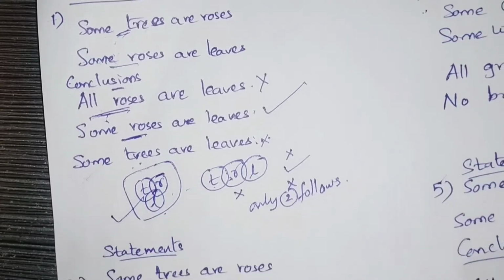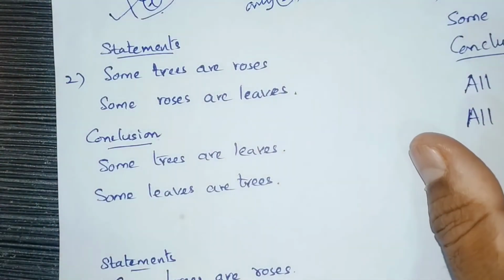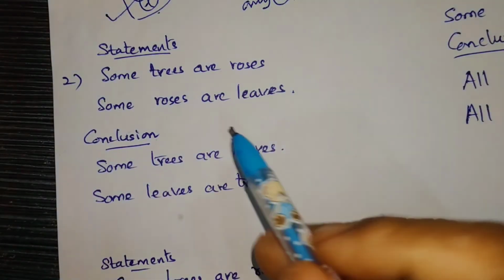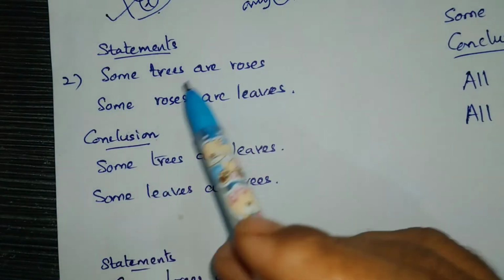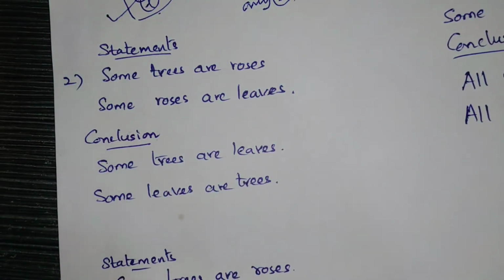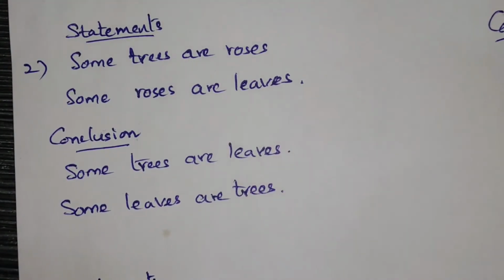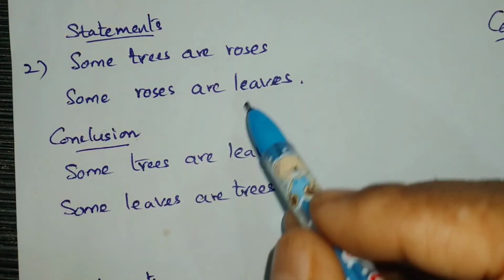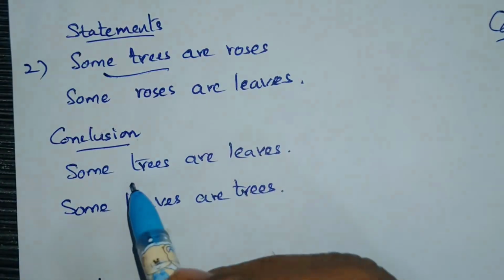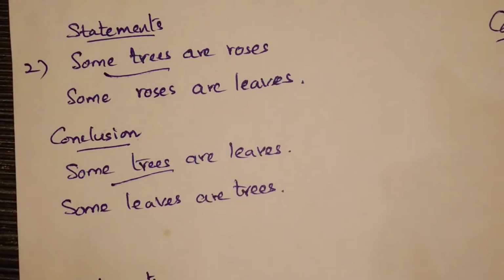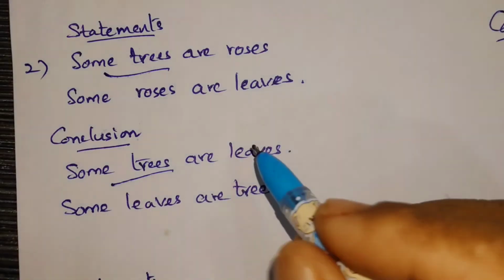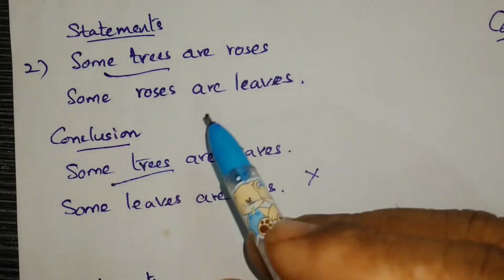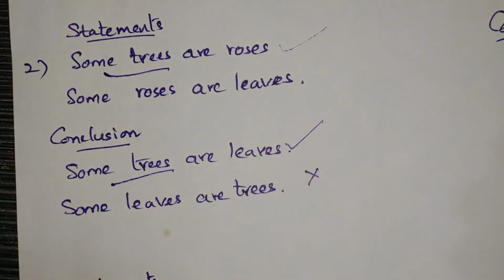Let us see one more question with "some". Some trees are roses, some roses are leaves. Some and some. When "some" is there in the statement and "some" is there in the conclusion, we may get it, but let us check whether it is right or wrong. Some trees are leaves; some trees are roses, some trees are leaves. Does not follow. Though it is "some trees" and "some trees", here it is roses, here it is leaves.